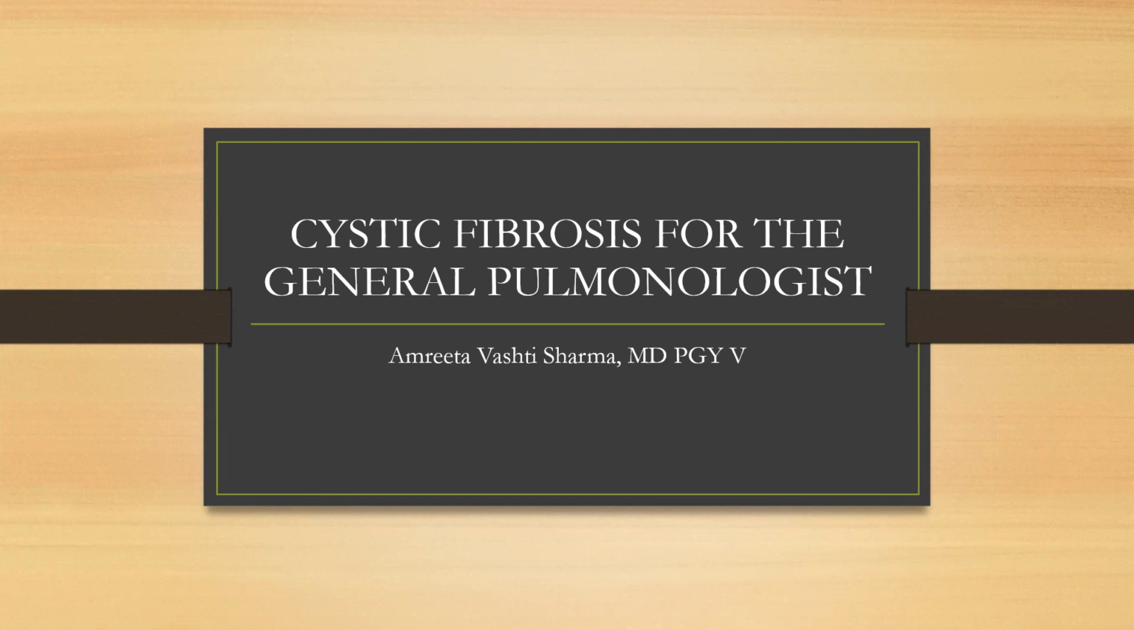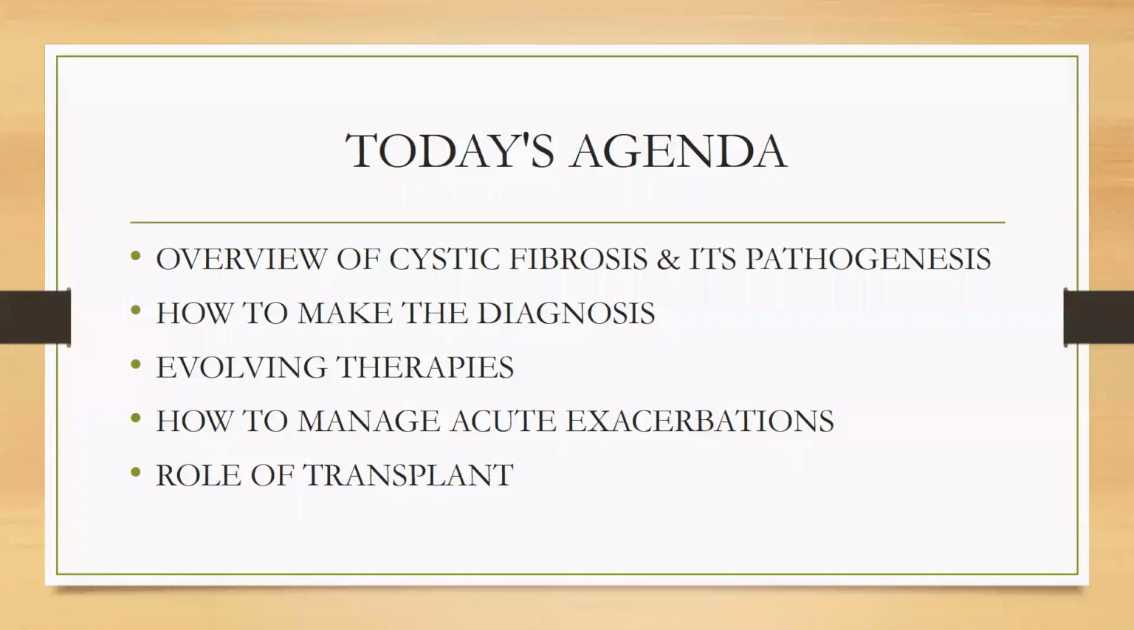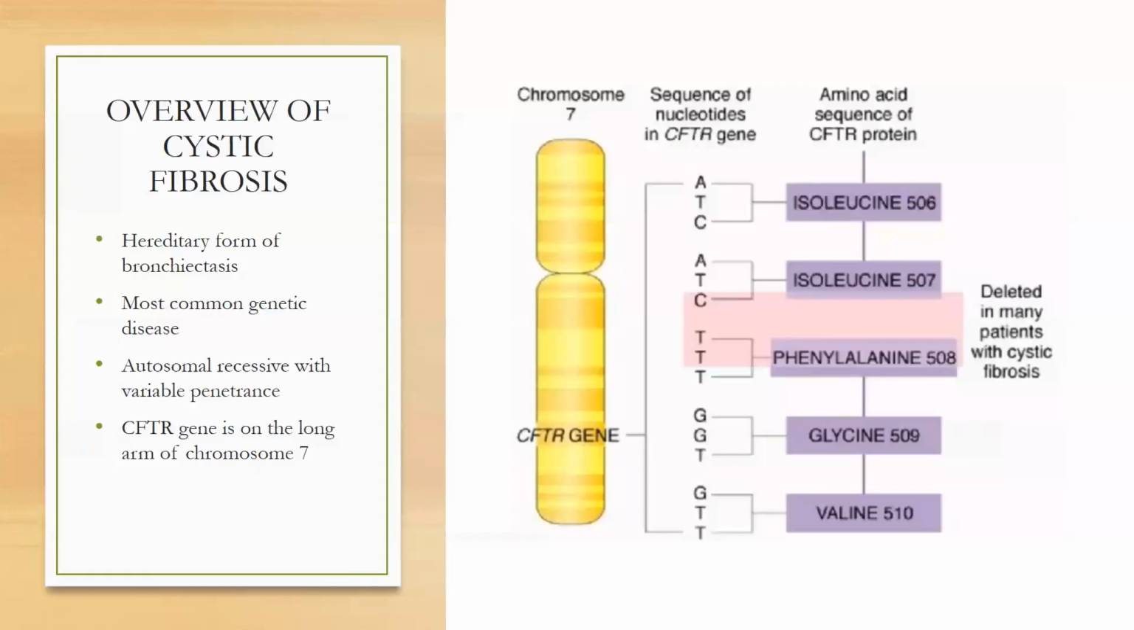Okay, so I'm Vashti Sharma. I'm one of the Neuropulmonary Critical Care Fellows, and I will be presenting on cystic fibrosis for the general pulmonologist. So today's agenda, what we'll go over is an overview of the disease, its pathogenesis, how to make the diagnosis, the evolving therapies that have grown over the past 30 years, how to manage an acute exacerbation, and what the role of transplant is in these patients.